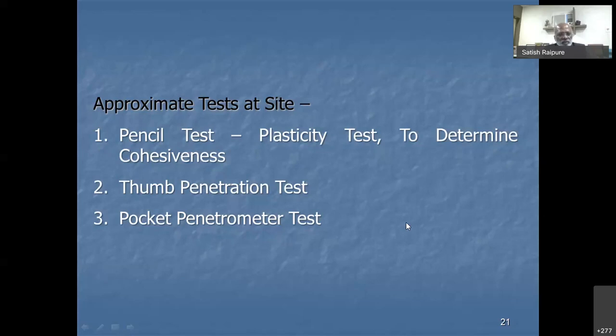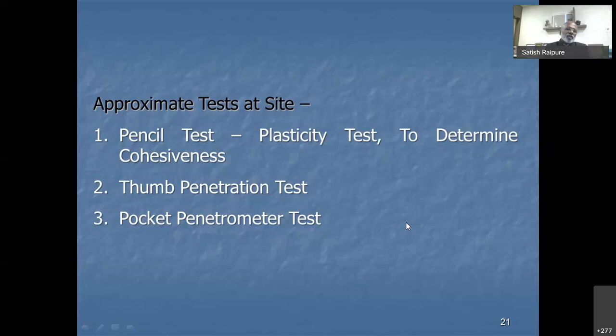And if your whole thumb goes inside the lump, then it's a very less stable and less cohesive material, and the safe bearing capacity of that soil will not be more than 5 to 10 tons per square meter.